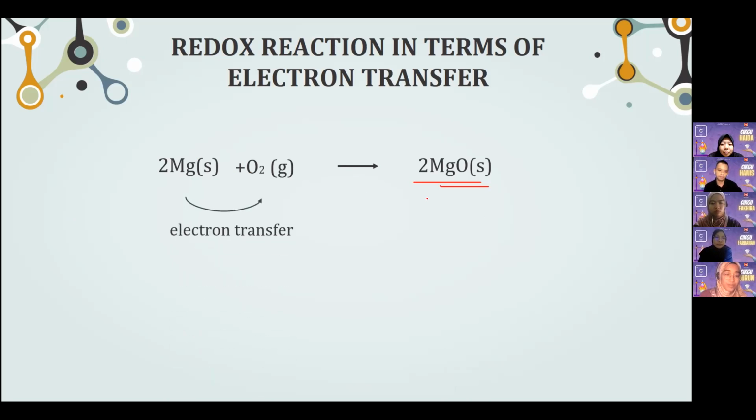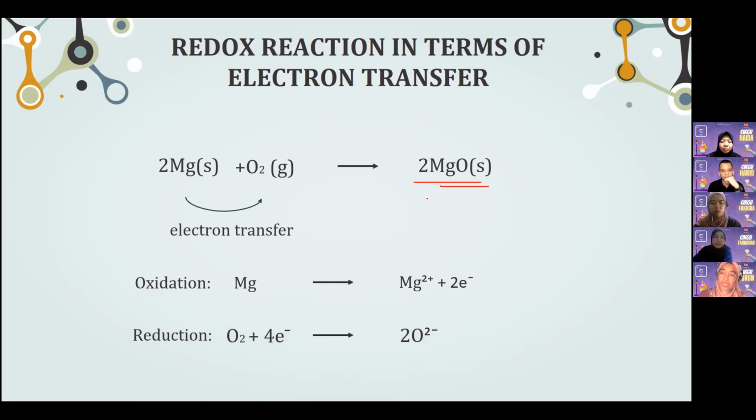Okay, so magnesium actually transfers an electron to the oxygen. As we know, because you have learned in Form 4, magnesium forms Mg2+, a cation, whereas oxygen accepts electrons, forming the oxide ion, which is an anion. Because magnesium transfers the electron to the oxygen, it undergoes oxidation, and oxygen accepting electrons undergoes reduction. Okay, any question for this one?